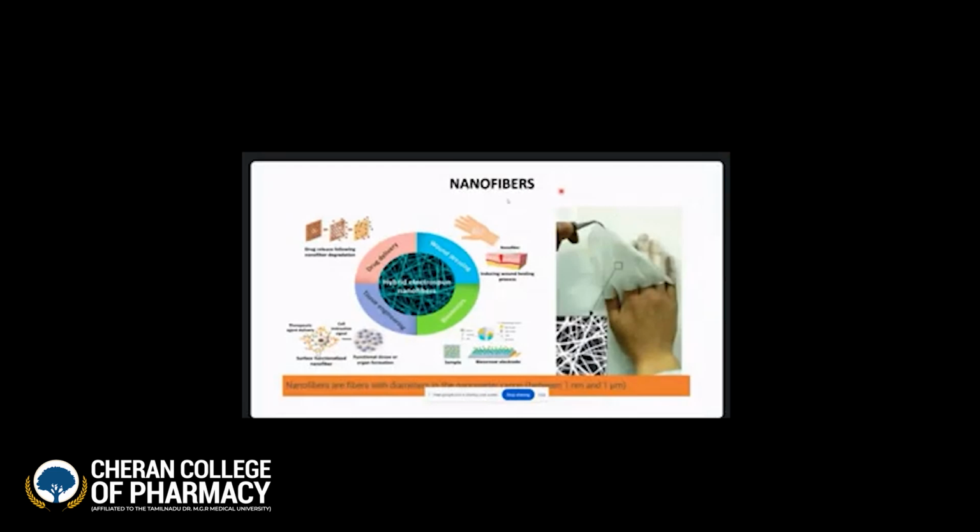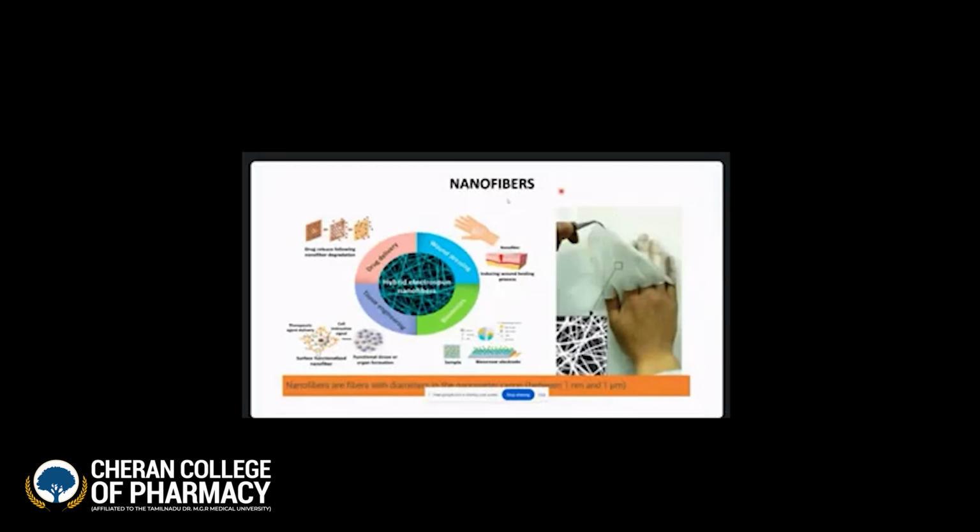Also, we can use it in biosensor systems to improve the sensitivity of instruments, for example a BP instrument, blood glucose instrument, or pH meter. We can use nanofiber to improve the activity or sensitivity of these types of instruments.